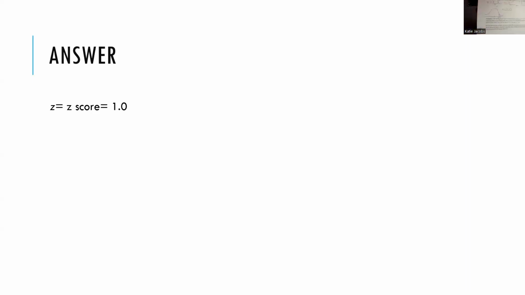So if we look here, we're looking for the area beyond Z because this is a score of X of 115, and we want to see who got that score or higher. So if we want to know what proportion of our data set falls beyond a Z-score of 1, we have to go to our handy dandy little sheet, and we're going to look up a Z-score of 1. So go ahead and do that now.